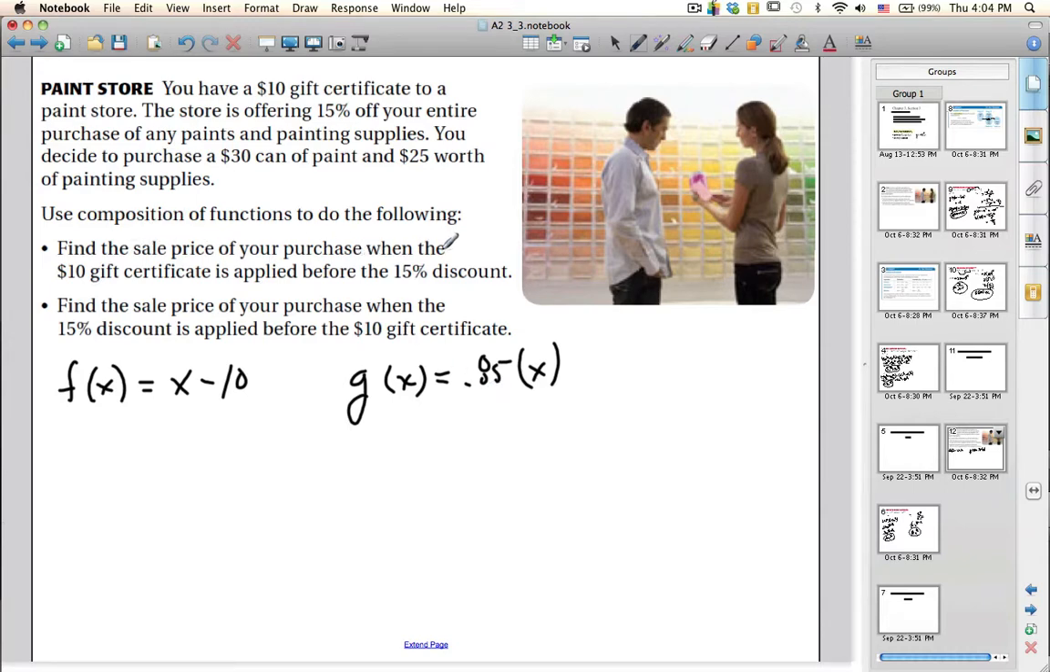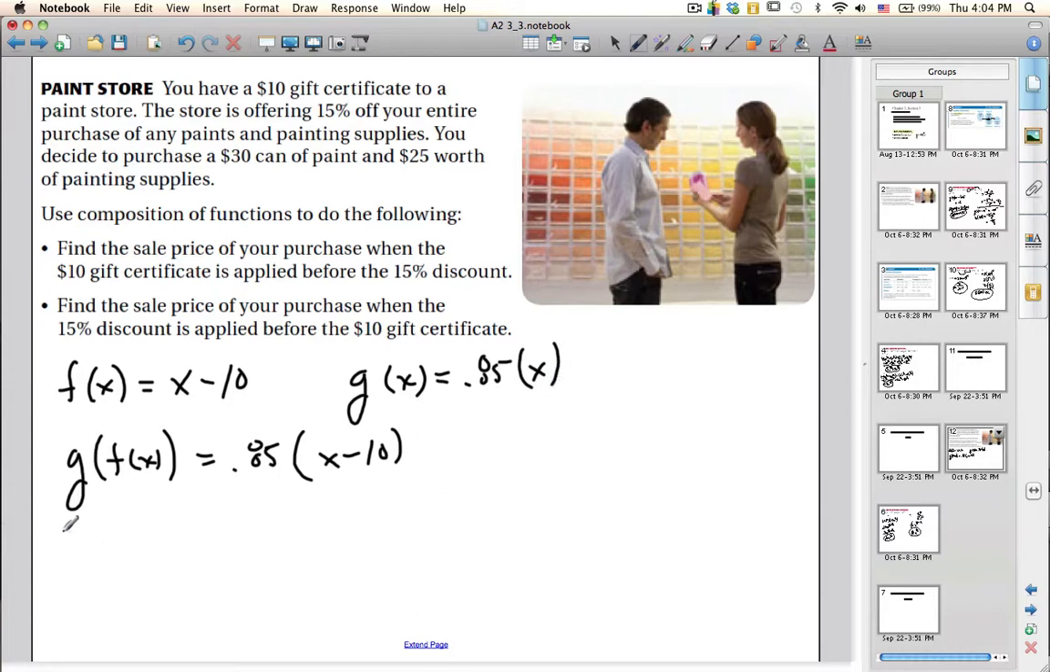Okay, now what's important when I start thinking about doing composites, if they want me to find the sales price of my purchase when the $10 gift certificate is applied first, that would mean I'm going to do g of f of x. And what this will do is it'll do the f function first, which is taking $10 off. And then it will do the g function, which is getting a 15% discount. So I'll get 0.85 times x minus 10. Okay, so I took the f function and I put it here.